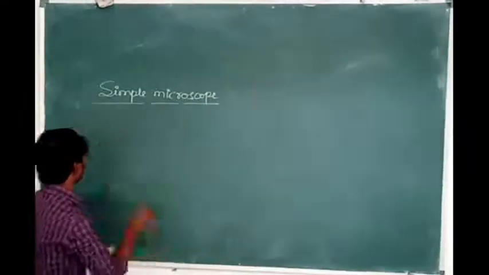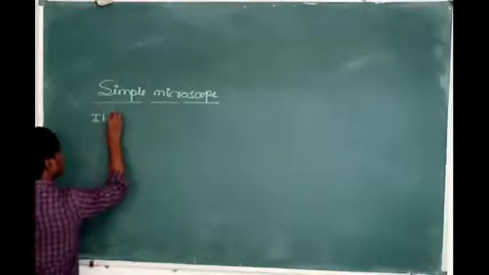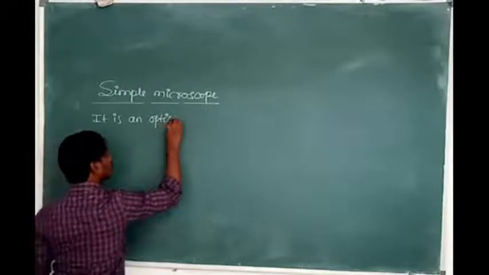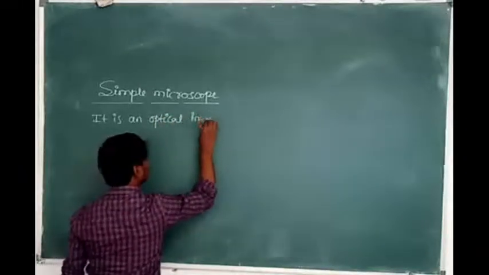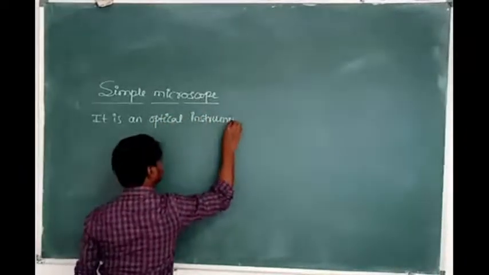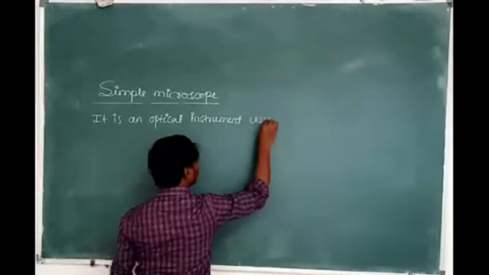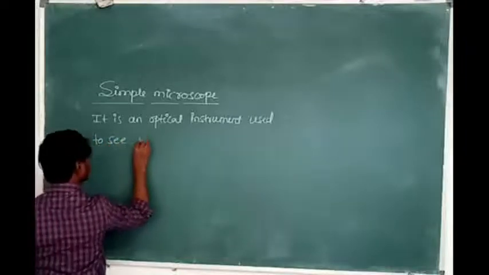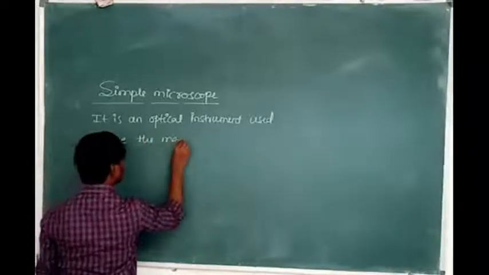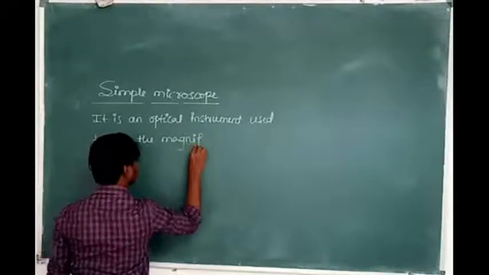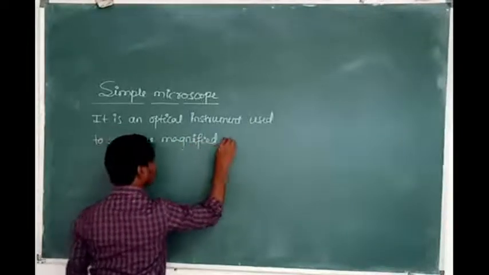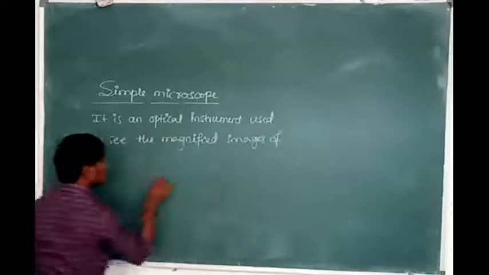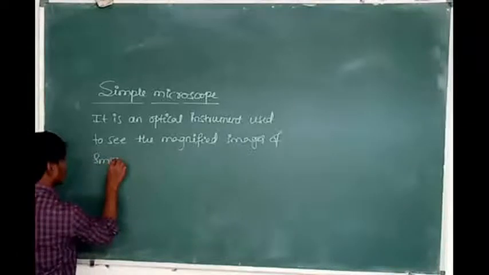What is a simple microscope? It is an optical instrument used to see the magnified images of, magnified means here enlarged, the magnified images of small objects.